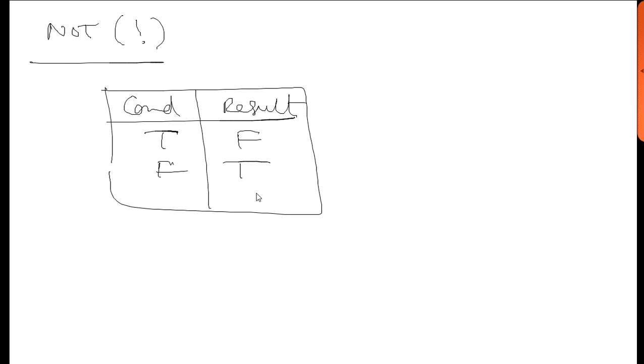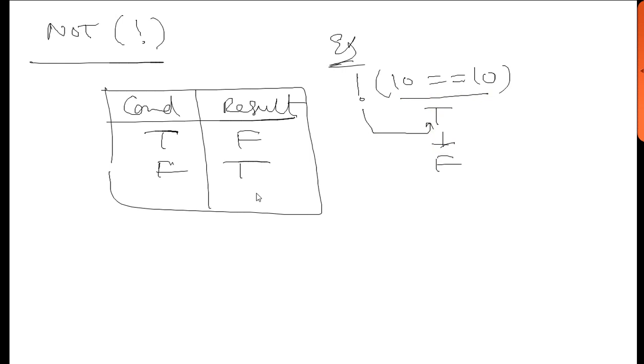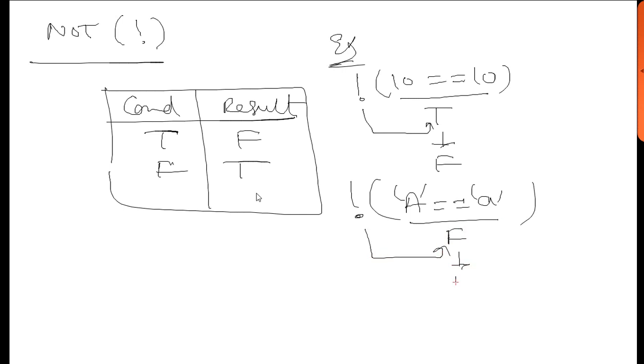That's it. Let me give a simple example. For example, 10 is equal to 10, and I am applying NOT. Then 10 is equal to 10 is actually true, but NOT true is what? False you'll get. Let me say that A is equal to A, but I am putting NOT here. Then A is equal to A is actually false, but NOT false is true. So this is how it is going to be done.